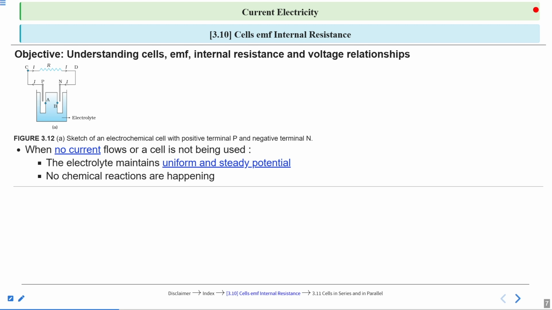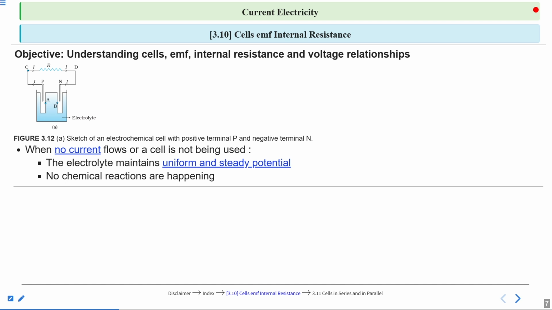Okay, this is the condition of no current flow. Either the circuit is not closed, the key is open, or we have not connected any external device with these electrodes, or the cell is not being used, meaning current is not being drawn from the cell. Like you bought a cell from the shop and you are not using it, so you are not drawing any current from it. You have not unpacked it yet, and haven't inserted this cell in a remote or clock.